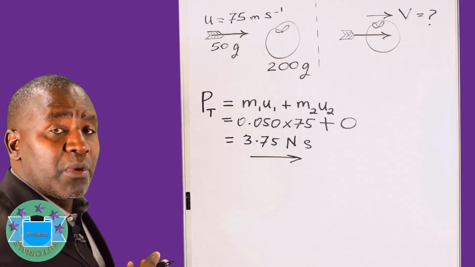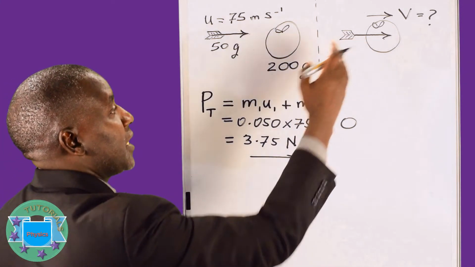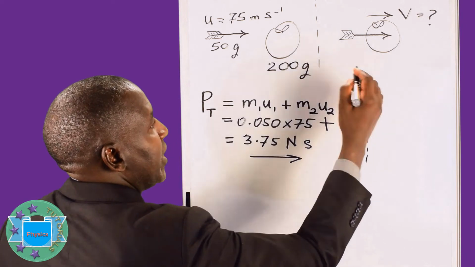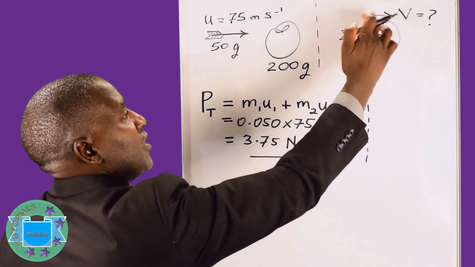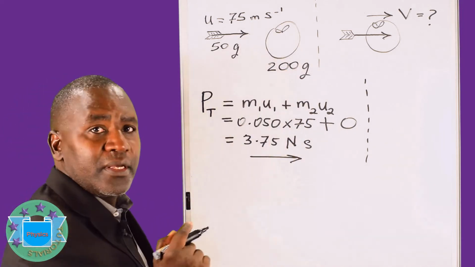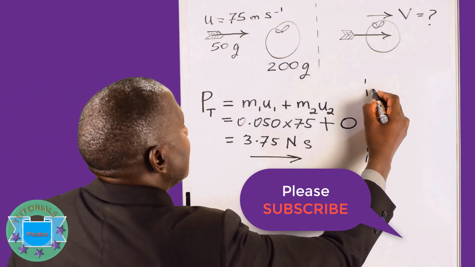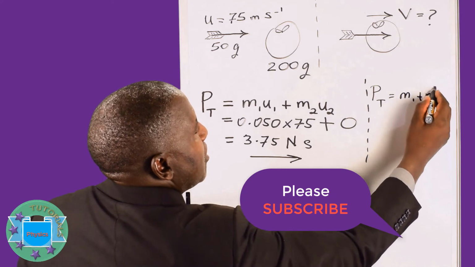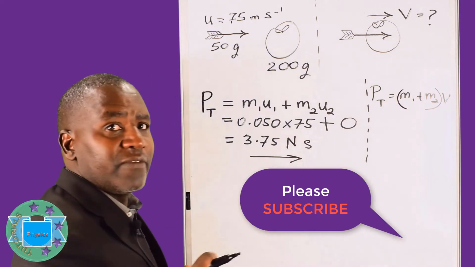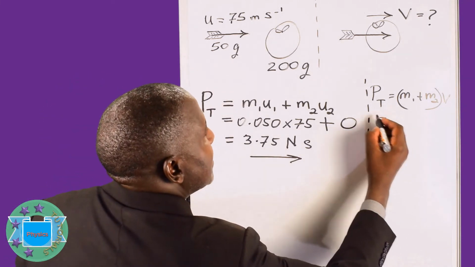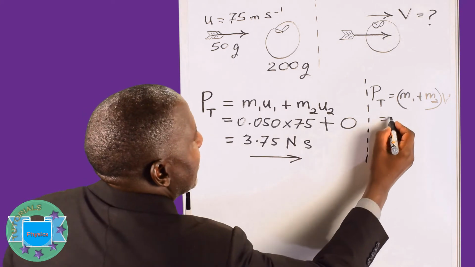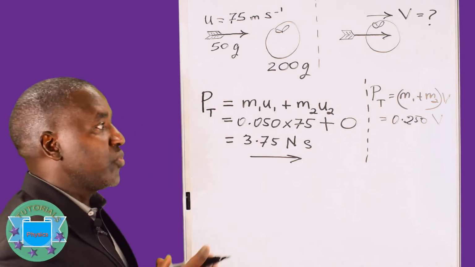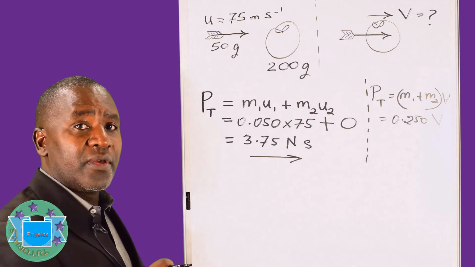The principle of conservation of momentum tells us that the momentum after will be the total mass of this system, which is now 250 grams, times the common velocity. So the total momentum after is equal to (m1 plus m2) times v. m1 plus m2 is 250 grams, which is 0.250 times v, because we do not know the velocity it is moving with.